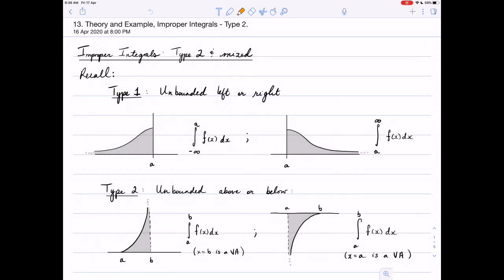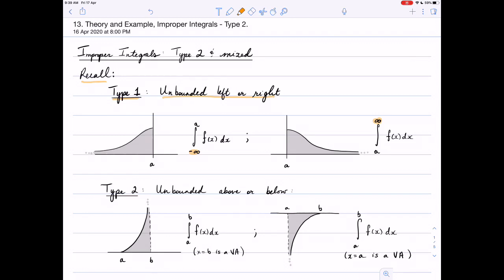This is the last video about improper integrals, and we're just going to do a quick little recall here about the types of improper integrals. Previously, in two previous videos, we looked at type 1 integrals. Type 1 integrals are unbounded left or right, and they are easier to recognize as improper because of the bounds that you see. You see the infinity in the bounds, letting you know right away that those integrals are improper.